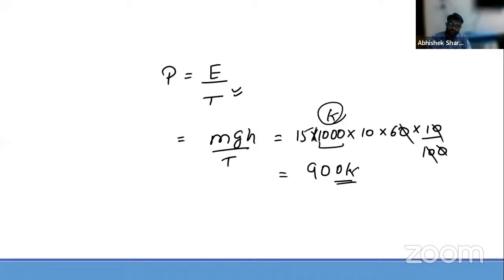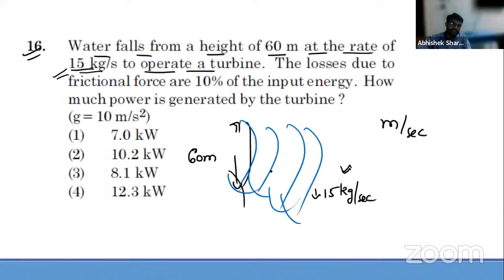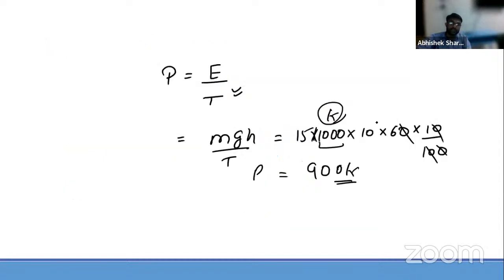Okay. So this is coming, the answer is like this. You have to check this answer. Hold on. Okay, maybe the G's fine, it is used as 10 only here. So 10% of the energy is converted. Losses due to friction force are 10% of the input energy.